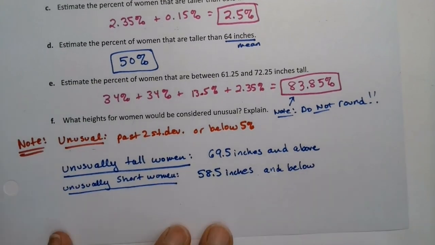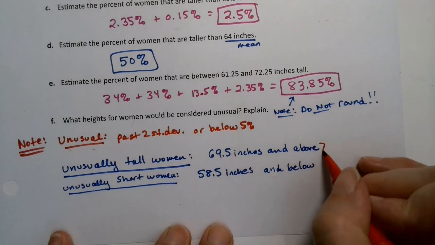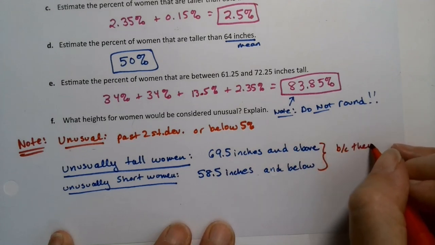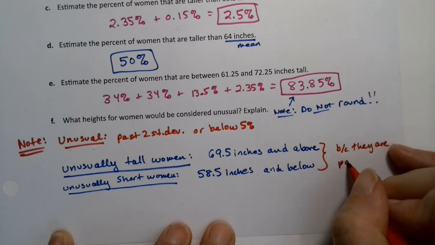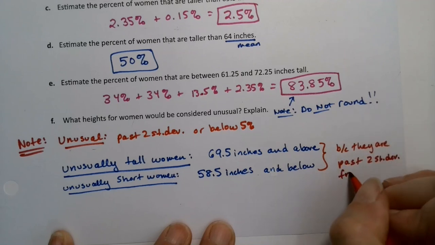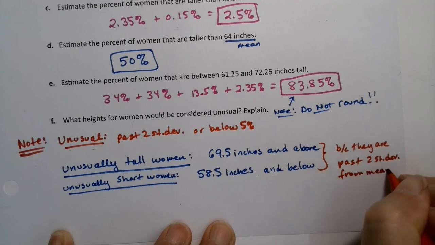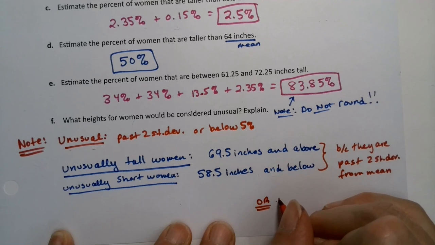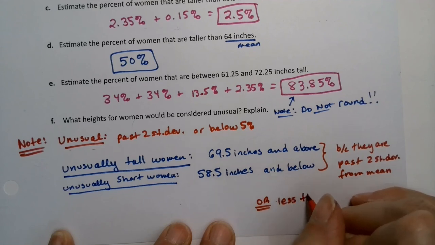Why? The explanation would be because they are past 2 standard deviations from the mean. Or you can say less than 5% of women fall into these regions.